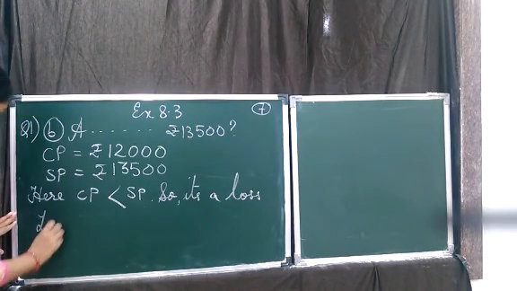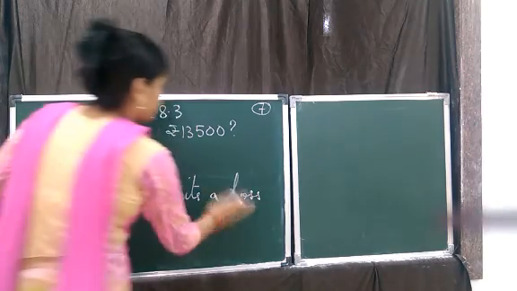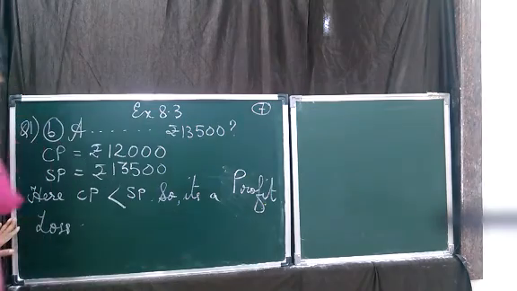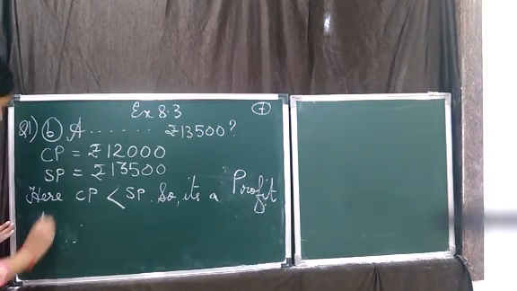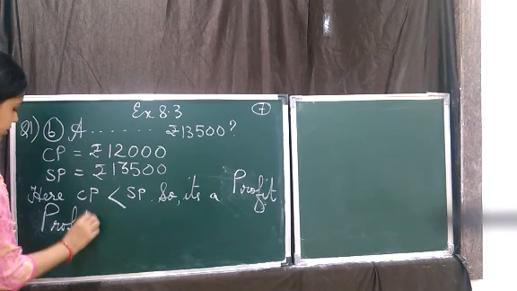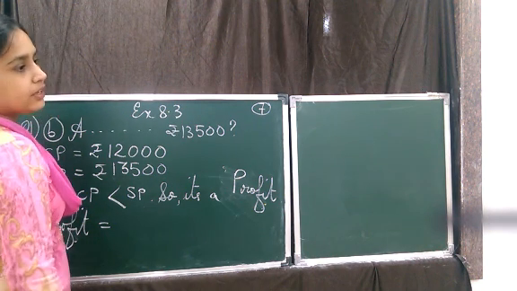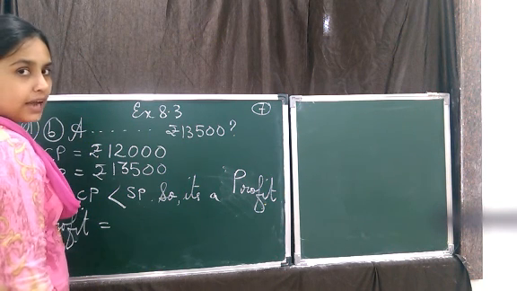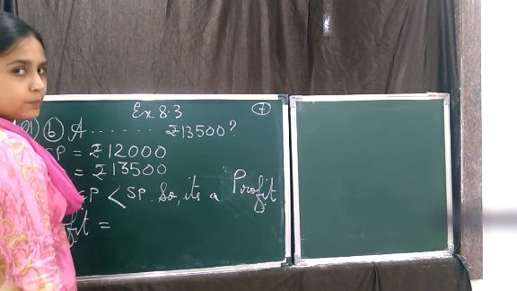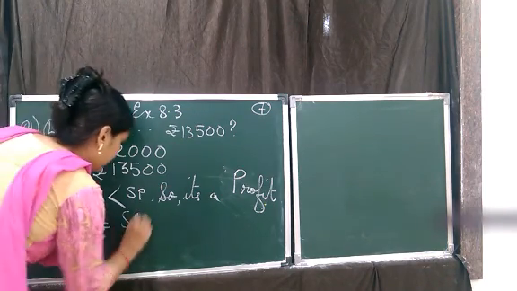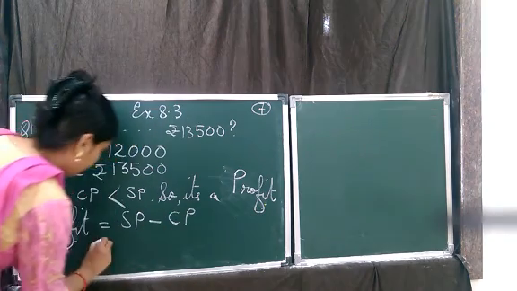Sorry, it's a profit. When SP is greater, it's a profit. So how to find out profit, children? Profit or loss is always the difference of CP and SP. When it's a loss, we subtract CP minus SP, and when it's a profit, we do SP minus CP. So SP, that is selling price minus cost price.